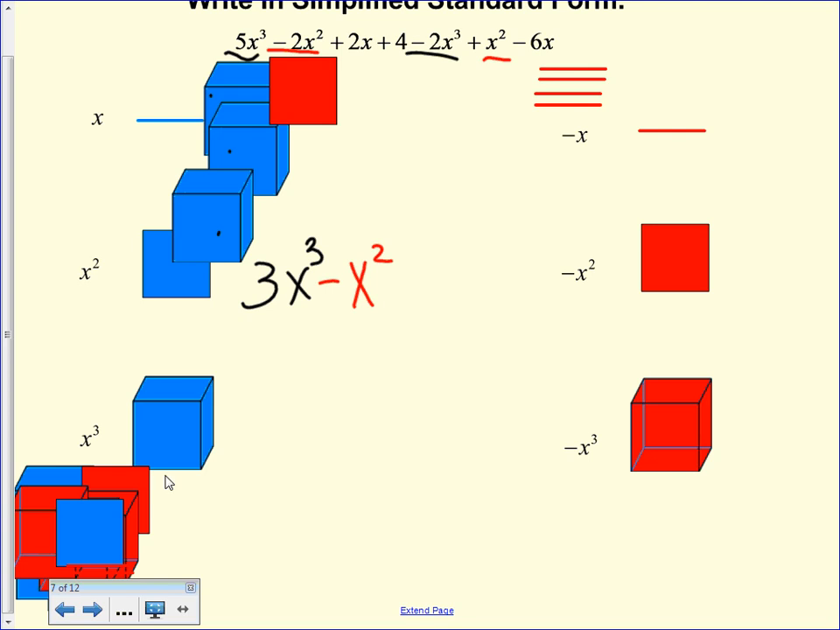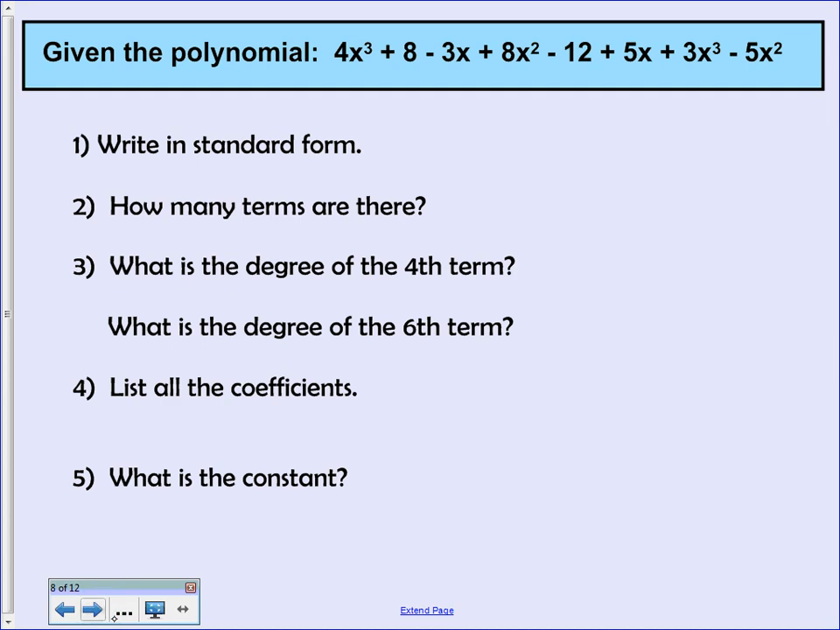And lastly, here I have 2x minus 6x, so notice I have 4 lines left. 2x minus 6x is negative 4x. So that was just a visual representation of what we're going to be doing for the rest of this lesson. So flip your page over to the back side.